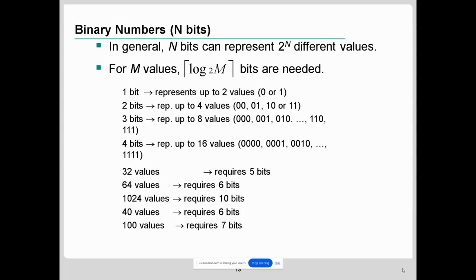If you want to represent 140, 2 to the power 7 is what? 128. 2 to the power 8 is what? 256. It lies between 128 and 256, so how many bits are required? 8. So this is the minimum number of bits required to represent some information. It depends on the value. So the larger value means what? More bits, and the lesser value, fewer bits. Got it?